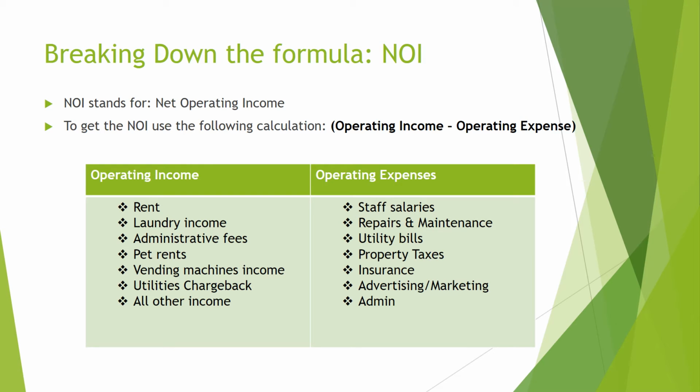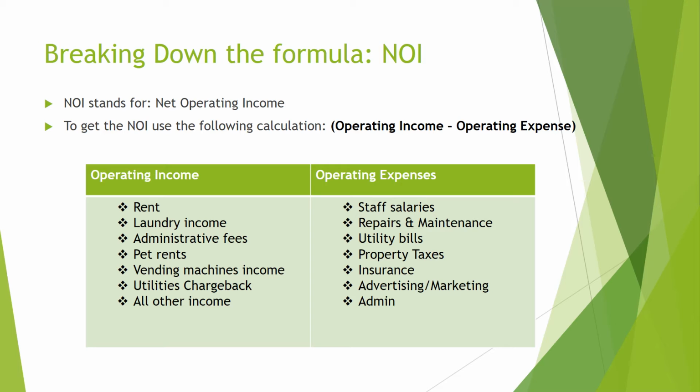So breaking down the formula, we start with NOI. NOI stands for net operating income. To get the NOI of a property, it's a very simple calculation of total operating income less total operating expenses. On the operating income, we put in anything that is generating revenue for the property. So rent, obviously, laundry income, administrative fees like application fees, pet rents, vending machine income, utility chargebacks, also known as RUBS, and every other revenue stream that the property has. And multifamily owners are notorious for finding alternative revenue streams for their properties.